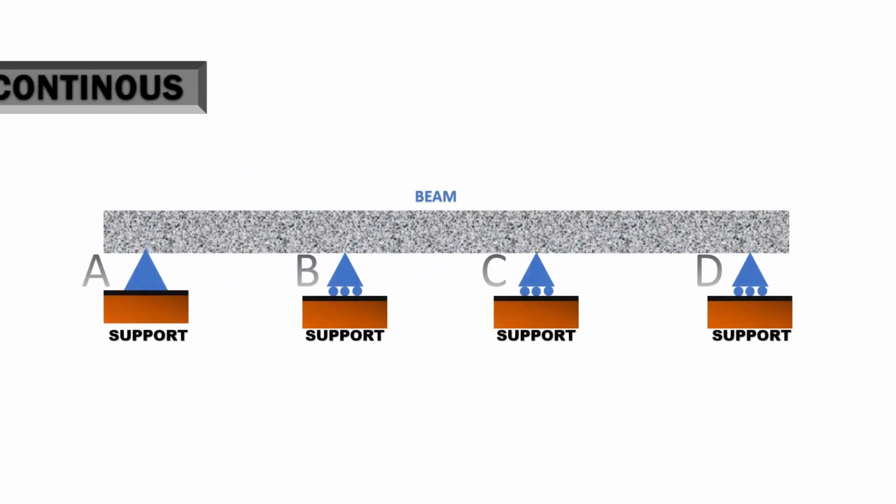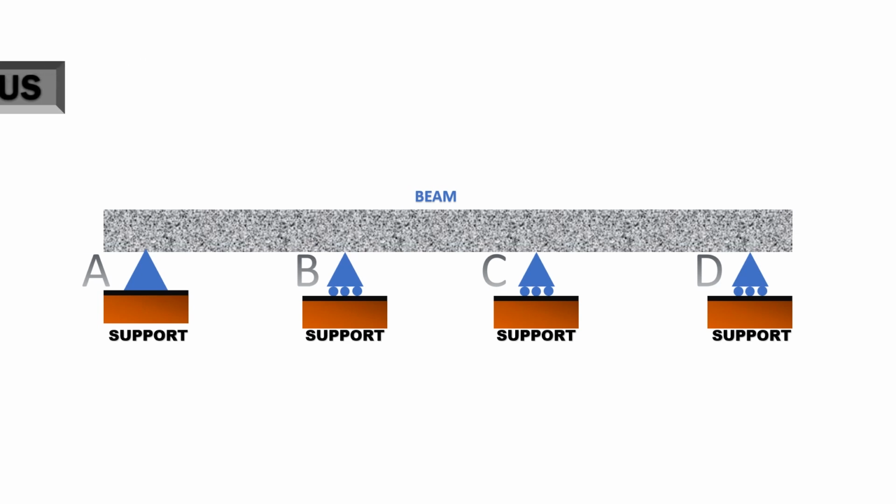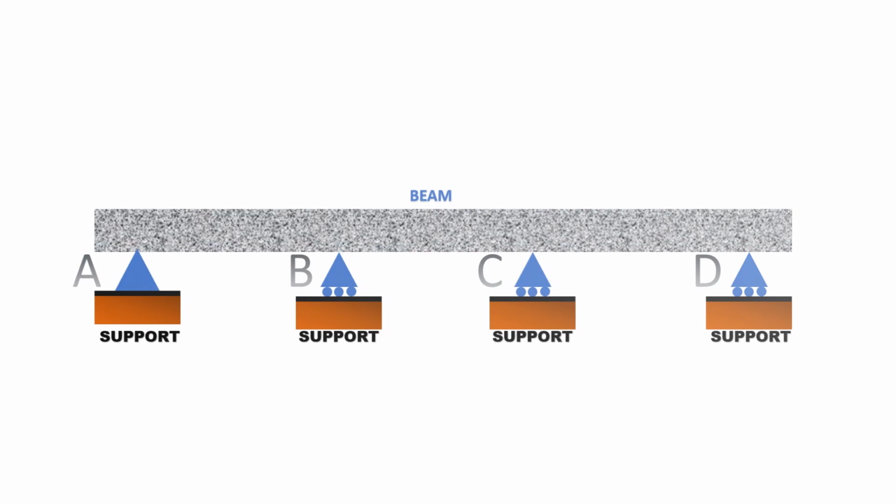Continuous beams. Continuous beams span across more than two supports. They are used when long spans are required, and the load distribution needs to be more even. Continuous beams are commonly found in bridge construction and some building designs.